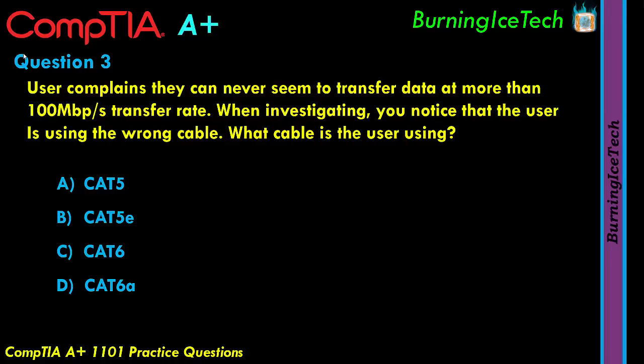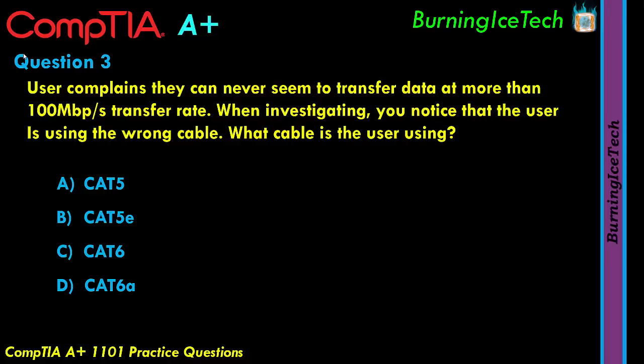So Cat5, what is the speed of Cat5? Cat5's speed is 100 megabits per second, so that is most likely what the user is using. Remember, they are complaining they cannot transfer at a speed more than 100 megabits per second. So they're most likely using a Cat5 cable. That is the problem, and that is most likely the answer here. The answer is they're using Cat5 because the maximum speed of Cat5 is 100 megabits per second.